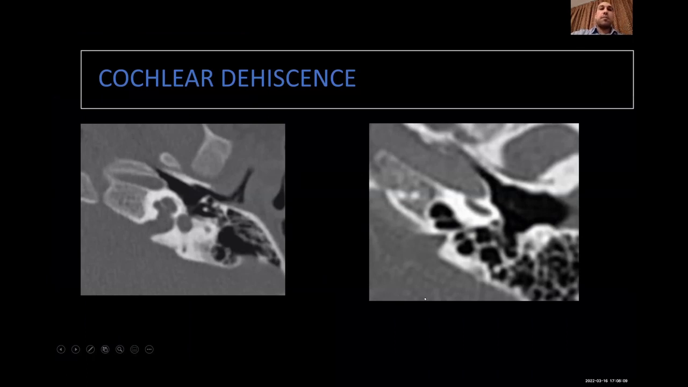Cochlear dehiscence, forget it. I will say it and forget it, please. Okay. Here is a dehiscent modiolus. This is an example of cochlear dehiscence. So kindly leave it now.